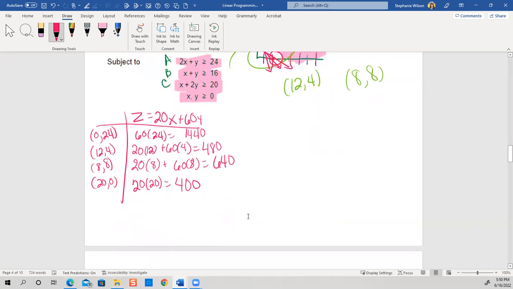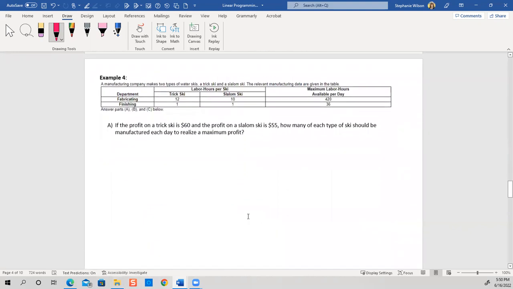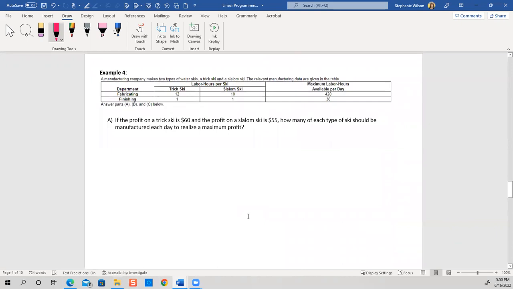Okay, so now let's do example 4. It says a manufacturing company makes 2 types of water skis, a trick ski and a slalom ski. The relevant manufacturing data is given below. So you're given the table, so this makes it a little bit easier. We're going to call X the trick ski and Y the slalom ski.